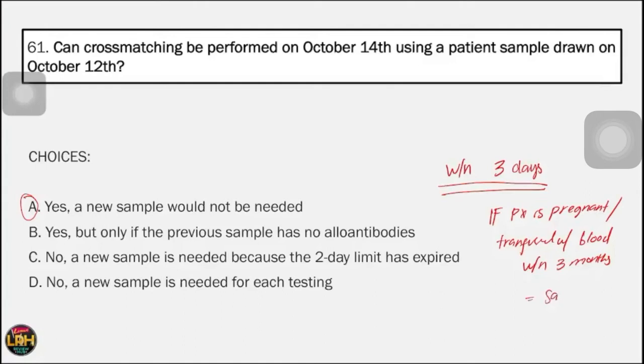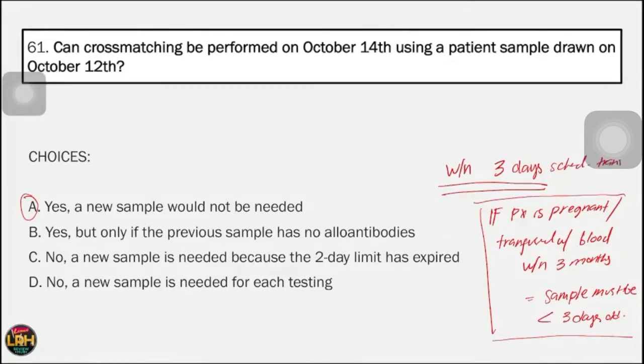So the sample must be less than 3 days old. This is the exception. So within 3 days of scheduled transfusion, possible. So number 61, letter A.